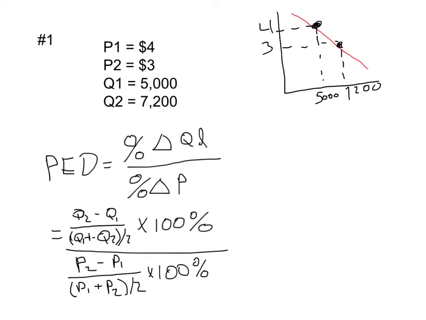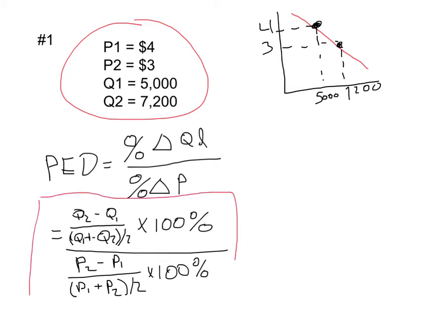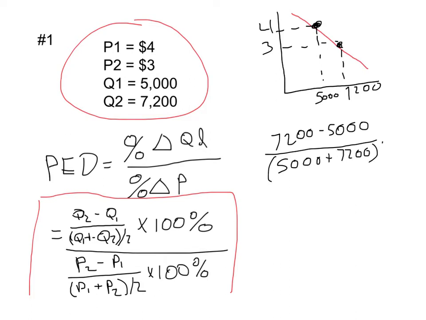Once we identify this stuff, that's probably one of the biggest struggles a lot of my students have, just identifying those. Then it's just a matter of plugging them into the formula we find down here, this midpoint formula for price elasticity of demand. So I'm going to come up here and plug in the numbers. It's 7,200 minus 5,000 over 5,000 plus 7,200 divided by 2, times 100%.